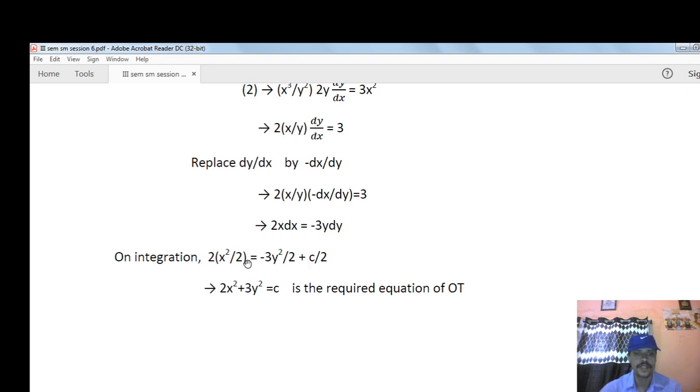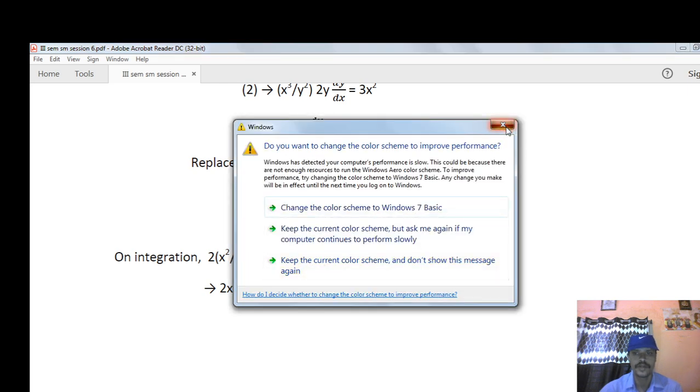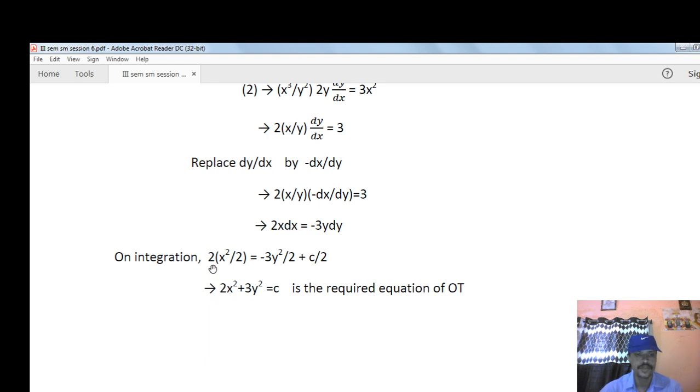Everywhere the denominator is 2, so take the constant of integration as c by 2 so that we can avoid the fraction. Multiply by 2 throughout. 2 gets cancelled, 2x square, 2 gets cancelled, minus 3y square. Bring this to the left hand side, plus 3y square is equal to, 2 gets cancelled, c. And this is the required equation of OT.